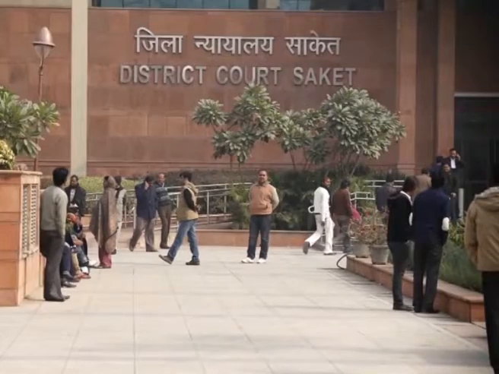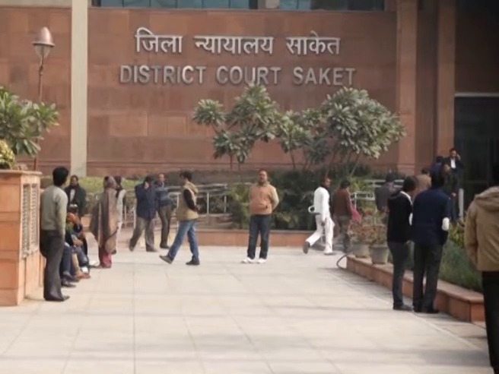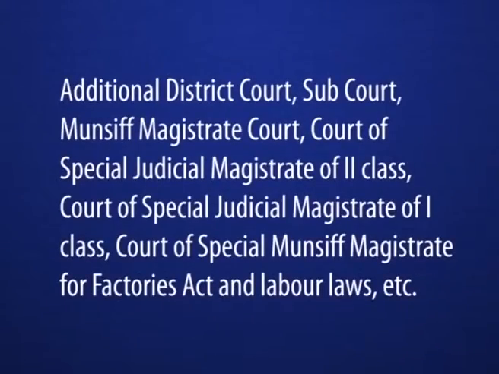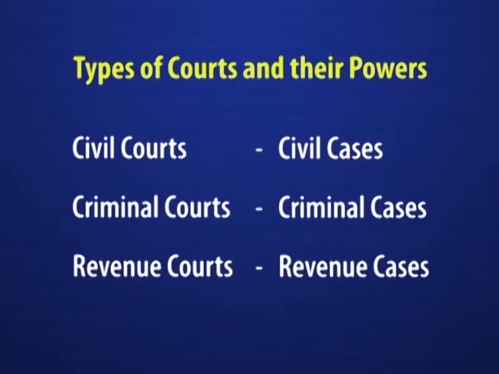Below the high courts, there are district courts for each district and has appellate jurisdiction in the district. Under the district courts, there are lower courts such as the additional district court, sub-court, municipal magistrate court, court of special judicial magistrate of second class, court of special judicial magistrate of first class, court of special municipal magistrate for Factories Act and Labour laws, etc. Below the subordinate courts at the grassroots level are the panchayat courts, which are Nyay Panchayats, Gram Panchayats, Panchayat Adalats, etc.